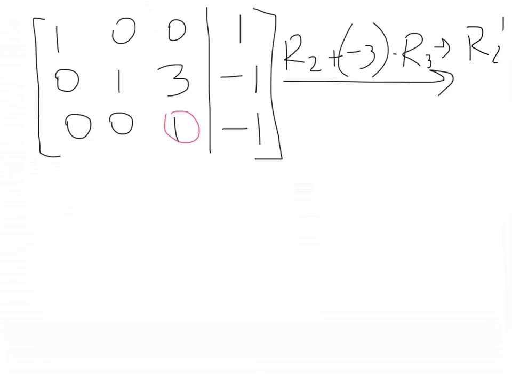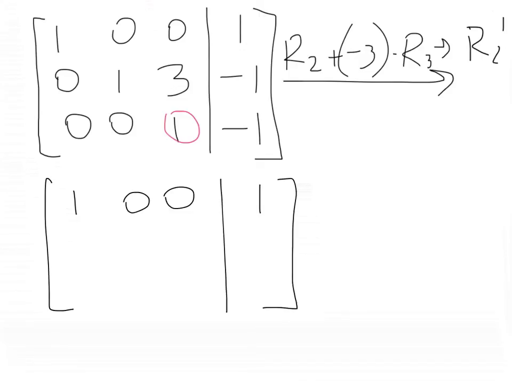Now follow the instructions that we just gave ourselves. Row 1 stays the same: 1, 0, 0, 1. Row 2: -3 times whatever is in row 3 plus whatever is in row 2. So -3 times 0 plus 0 is 0. -3 times 0 plus 1 is 1. -3 times 1 is -3 plus 3 becomes 0. -3 times -1 is +3 minus 1 becomes a 2. Now row 3 stays the same.